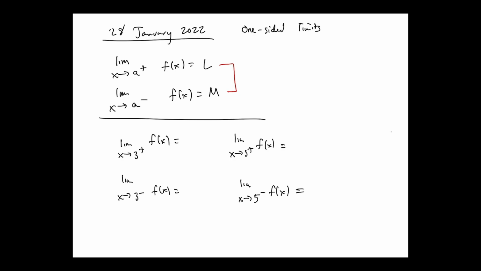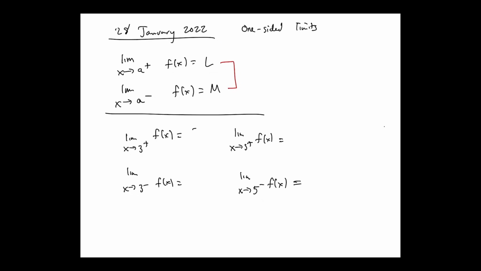Okay, so what do we get for the limit as x goes to 3 of f from the right? 3. What about from the left? 2. 5 from the right? 5. 5 from the left? 3. Okay, agreement, since I don't have the graph in front of me. Okay, so these two things could very well equal different numbers.